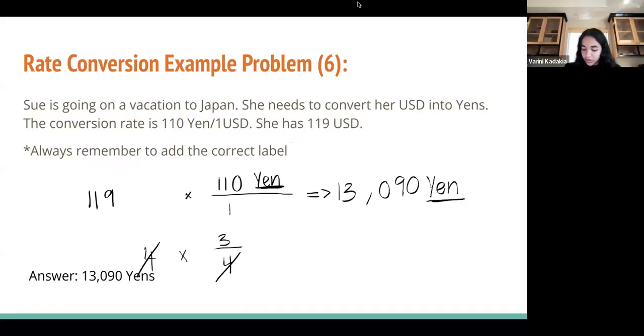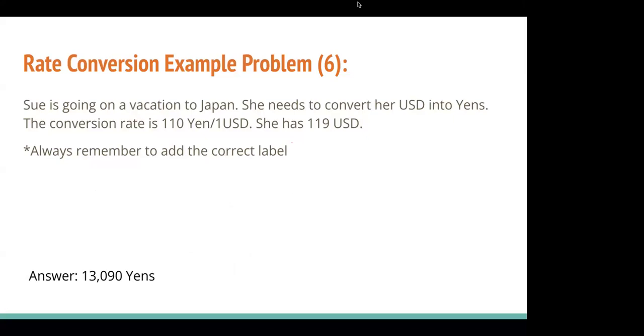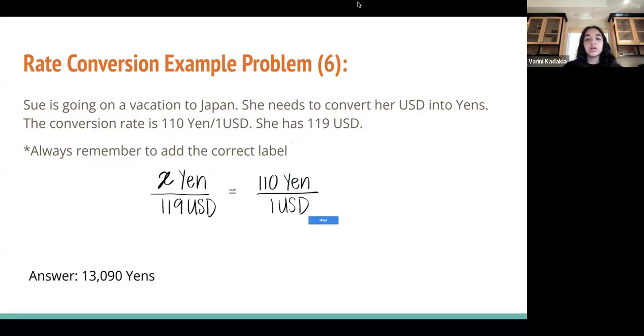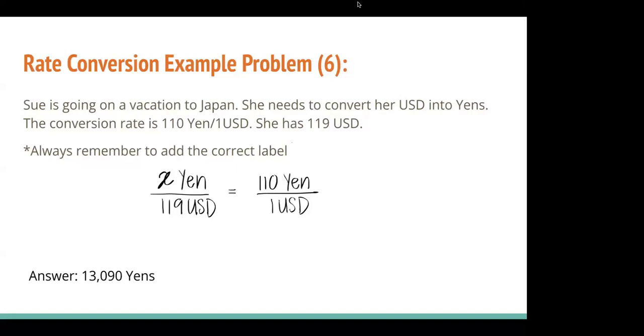So now there's another way you can do it. The other way is called cross multiplication. You know that some amount of yen over 119 USD is going to give you the same ratio as 110 yen over 1 US dollar, right? Does that make sense to everyone how I got that?